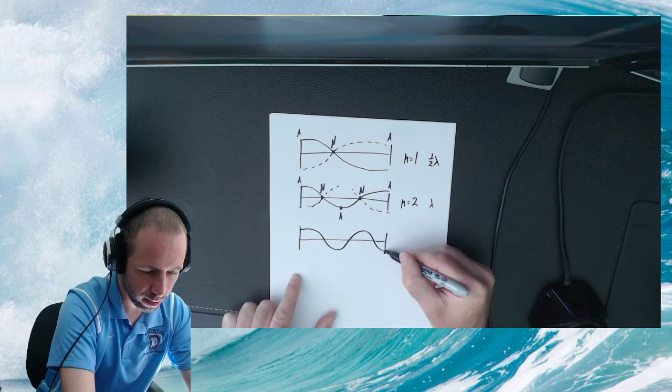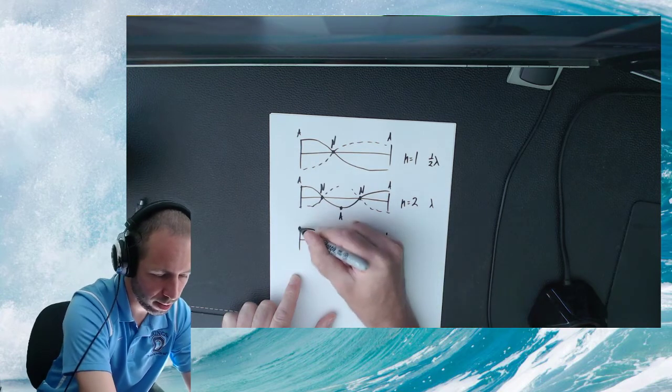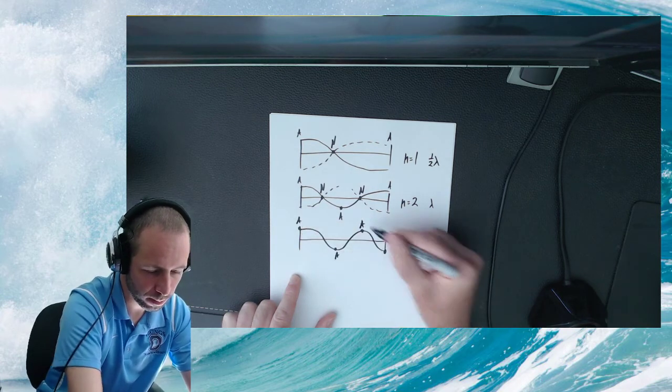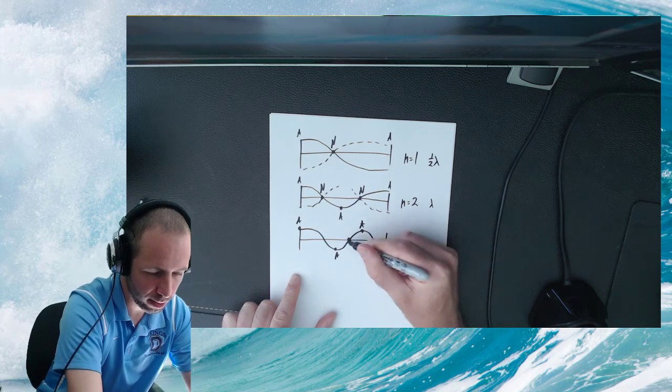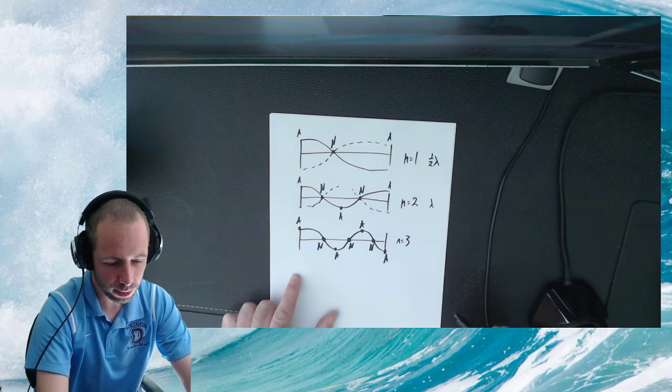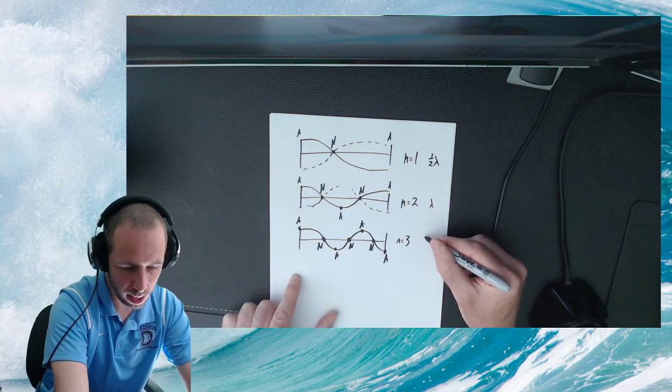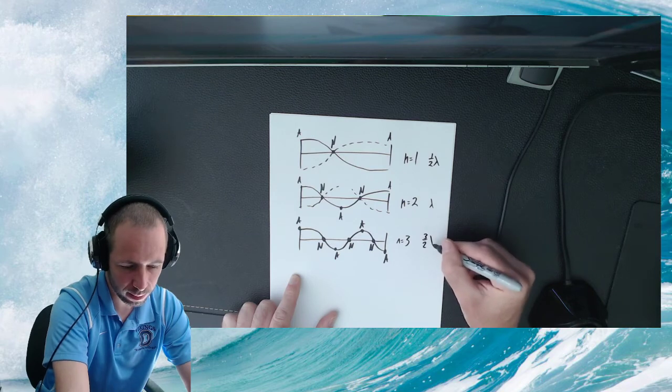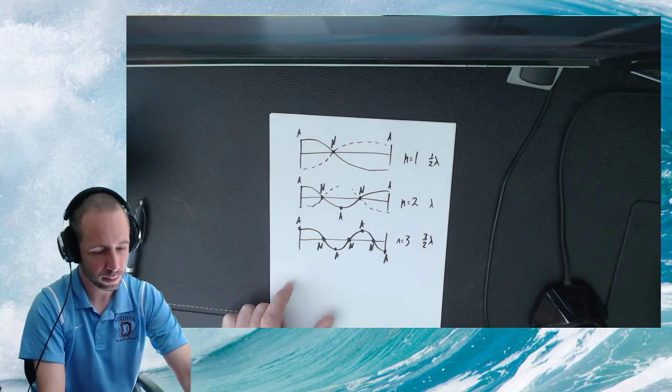All right, so now I've got antinodes here, here, here, and here. Labeling them. I've got nodes here, here, and here. And it's not perfectly evenly drawn, sorry. That's the third harmonic in the series. You could also call it the second overtone. And I've filled in 3 halves wavelengths within the pipe.